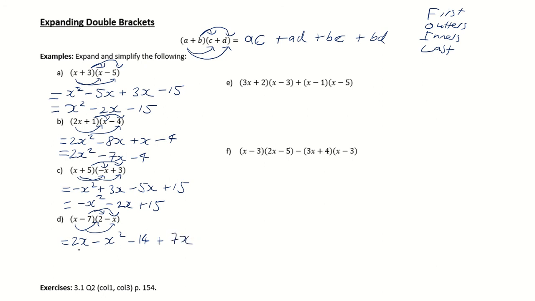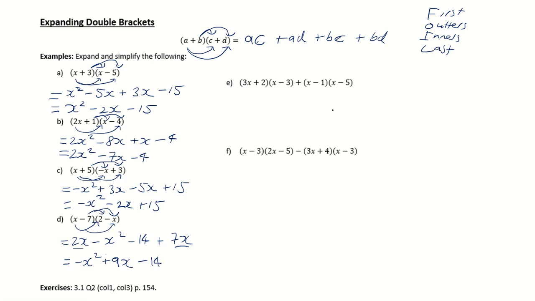Now, the way your textbook might do it may be slightly different, but the way I want you to do it is just always write, when you're simplifying and rearranging, always have your x squared term, then your x term, and then your number. So negative x squared out the front, and then simplify, we've got 2x here, and we've got plus 7x. So 2x and 7x added together becomes 9x. Take 14.